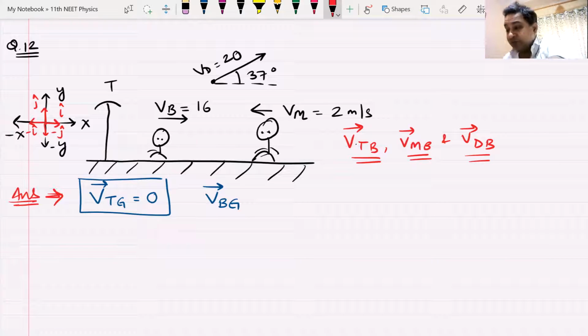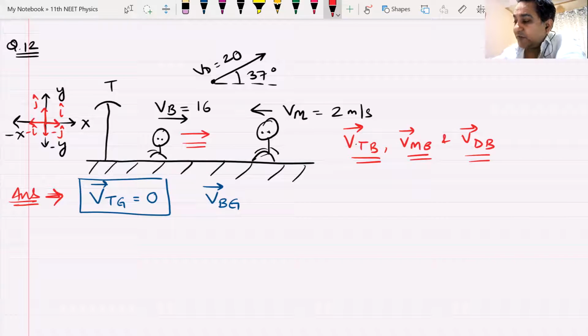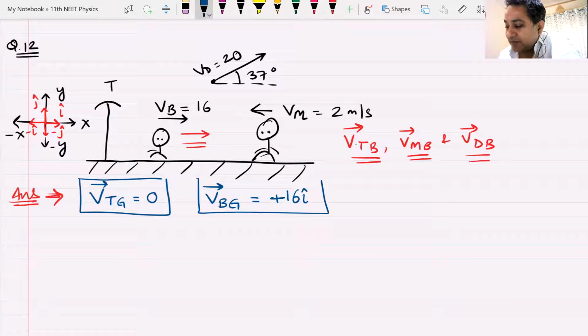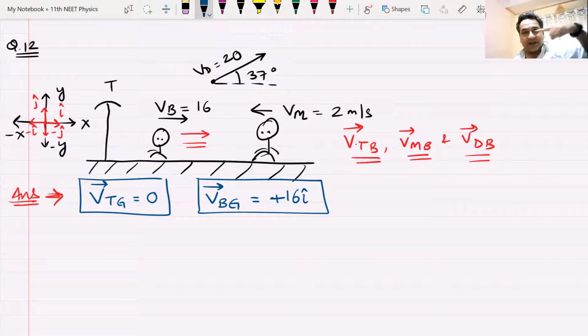Yes, sir. Now look at boy. Boy is running like this. So how will I say its velocity? Velocity of boy with respect to ground will be how much? Niharika? Plus 16i. I hope everyone is understanding this. Can I have some raise hand that we have understood this? Plus 16i. It is 16 meter per second along positive x.